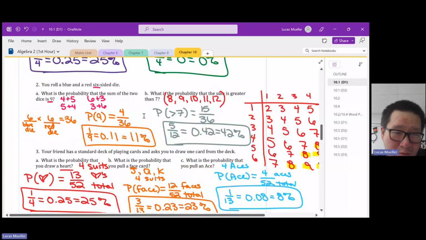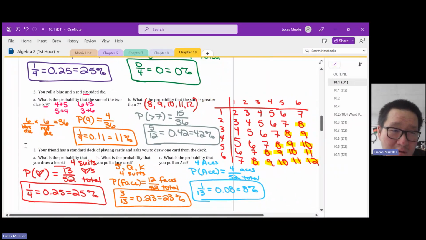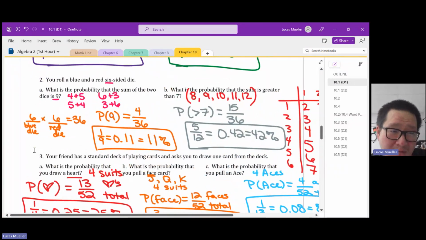When we roll 6-sided dice and have combinations of multiple dice, we want the probability that the sum of the 2 dice is 9. Well, there are only 4 ways we can make 9 with 6-sided dice: 4 and 5, 6 and 3, 5 and 4, and 3 and 6. Out of the 36 total possible combinations in your sample space, we have 4 ways to make 9, or 1/9, which is 0.11, or 11%.